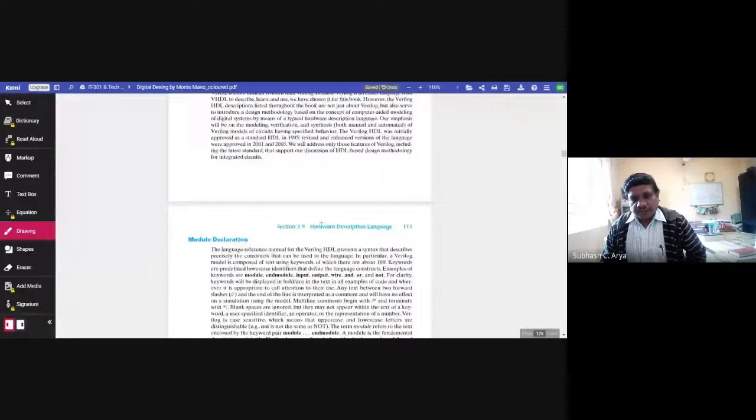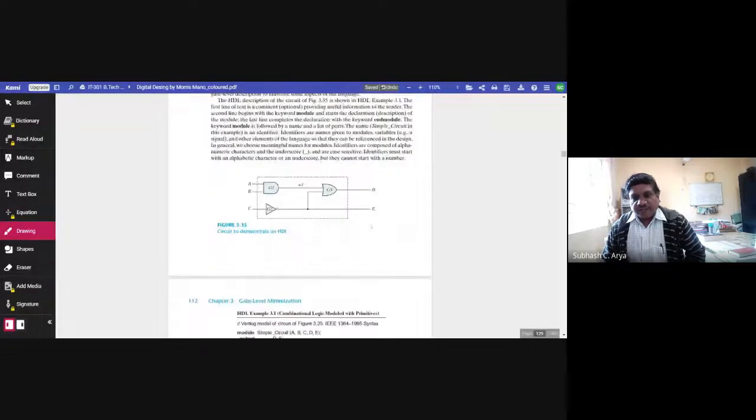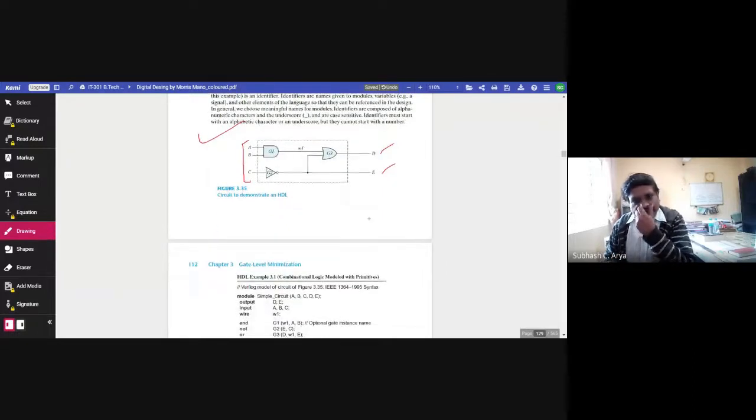So first, I would like to tell you, suppose this simple circuit is given, in which we have an AND gate, an OR gate, and a NOT gate. There are 3 input lines and 2 output lines, D and E. And one wire is defined. How do we write an HDL code of this given circuit?